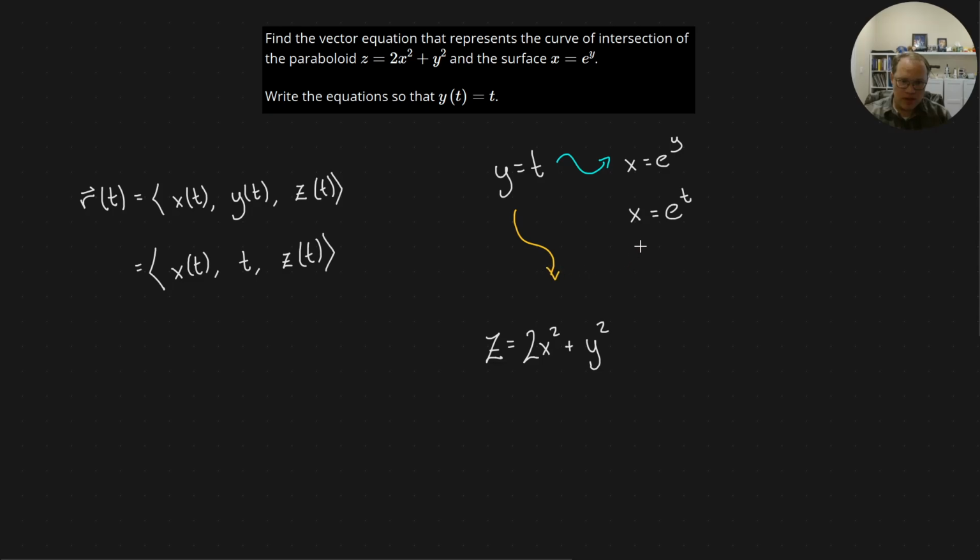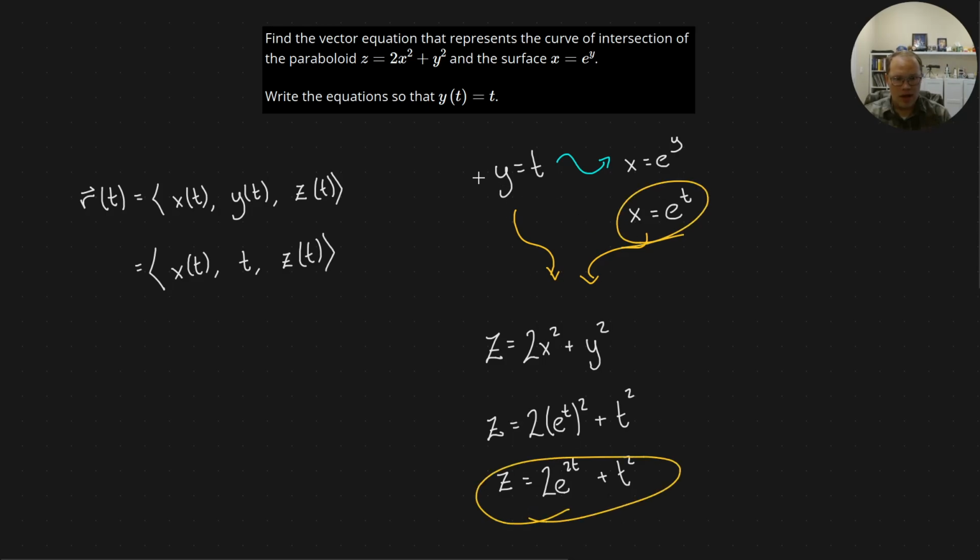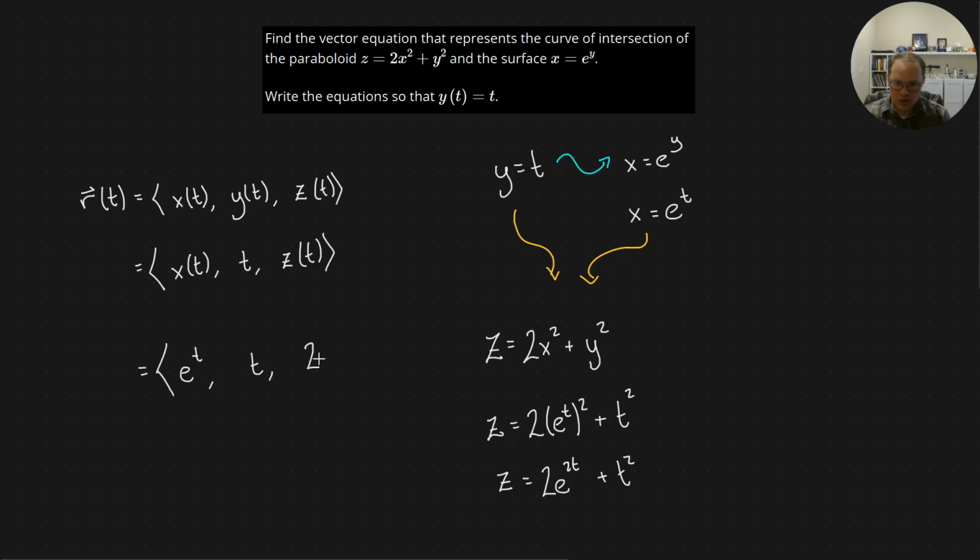So if I plug both of these in here, then x is e to the t, so that's e to the t squared, plus y is t squared. Just tidy up a bit, 2e to the 2t plus t squared. I have an x, a y, and a z. I have my parameterization. Okay, that easy. So let's see, x is e to the t, y is t, and z is 2e to the 2t plus t squared.